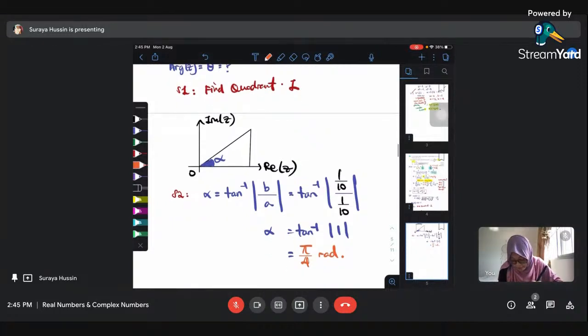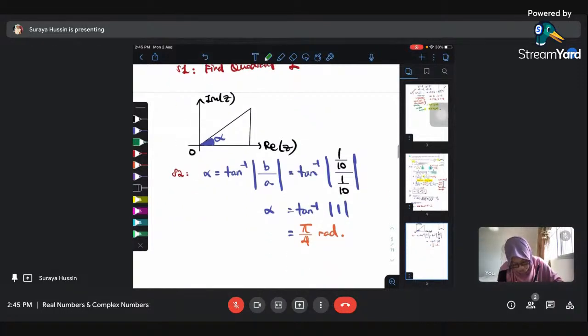Bukan degree. And eventually barulah kamu letak theta bersamaan dengan alpha at quadrant 1. Buatlah dengan ayat yang sangat jelas. At quadrant 1, theta is equals to alpha, which is also equals to pi over 4 rad. That's it. That's your answer untuk argument dan juga modulus. Dia tak minta pun step, dia tak minta pun polar form kan. Jadi tak payahlah tulis. So let's move on to the next question.